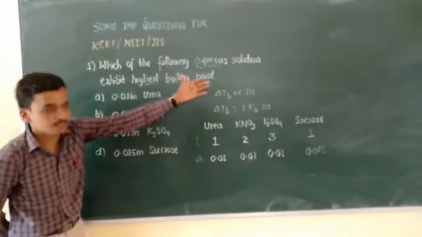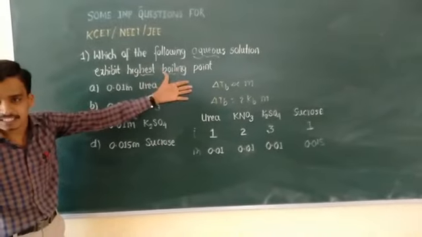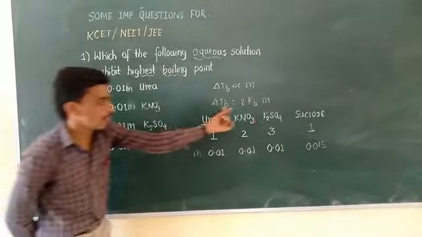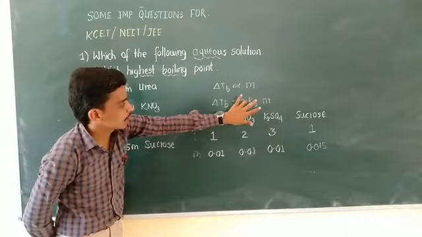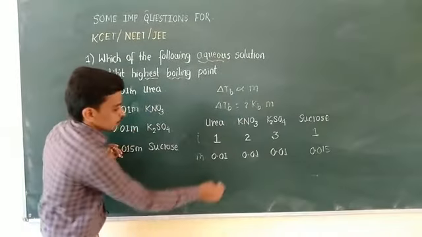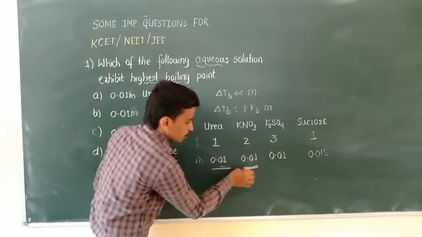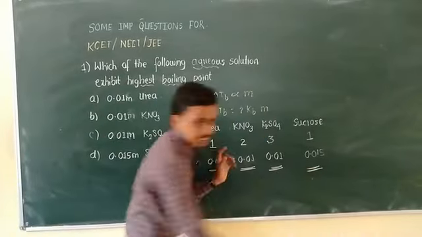Which of the following solutions exhibits the highest boiling point? Okay, highest boiling point means which multiplication gives the highest value. It means the multiplication of i into m. Whichever option gives the highest value, that is the final correct answer for you.